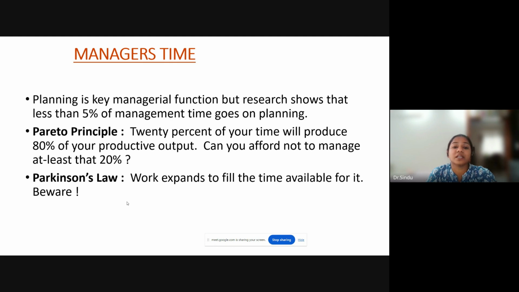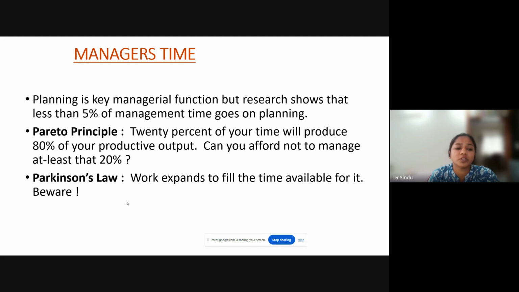Next one is Parkinson's law. What does Parkinson's law mean? Anybody? Very important one too, Parkinson's law. Parkinson's law is the idea that work expands to fill the time allotted for its completion. This may mean you take longer than necessary to complete a task, or you procrastinate and complete the task right before the due date. So this is called Parkinson's law.